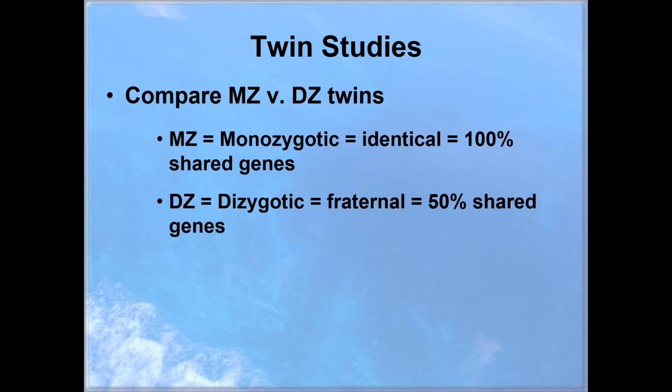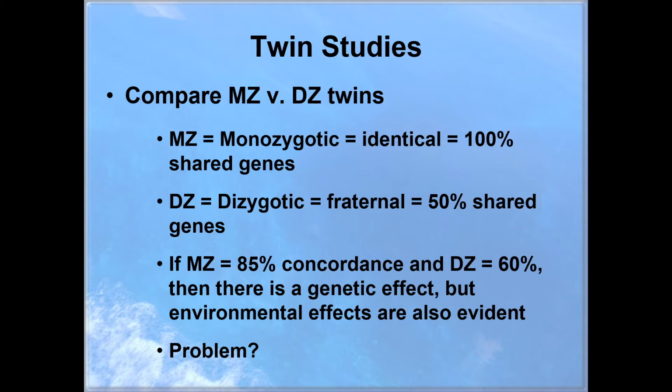Here they examine the prevalence or the rate of occurrence of a disorder in relatives of unaffected and affected people. In a natural environment, this would be comparing monozygotic twins to dizygotic twins. Monozygotic twins are what we would hear of as identical twins. They share 100% of genes. And dizygotic twins are fraternal twins. Here they share 50% of their genes, similar to any other sibling pair.